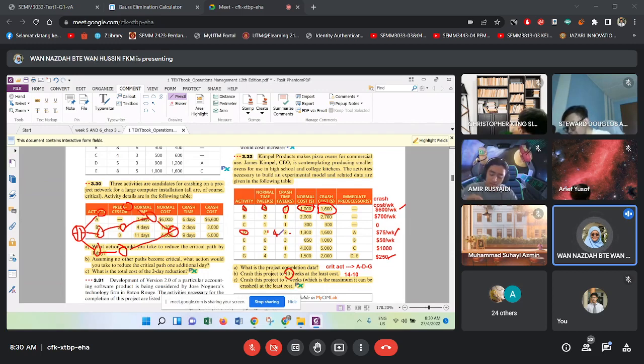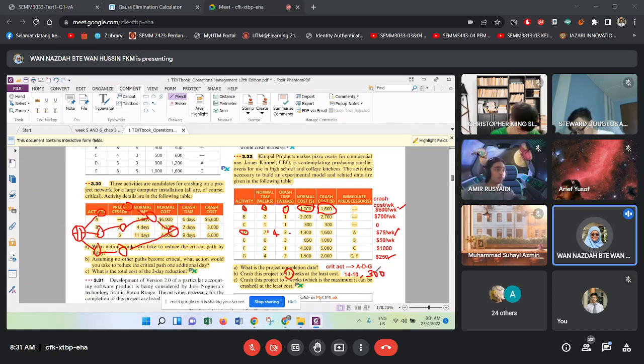So you need to crash 2 more weeks. You have crashed 4 weeks and the additional cost is 75 multiplied by 4, which is 300. So the first additional cost is 300. What is next? Cheapest.